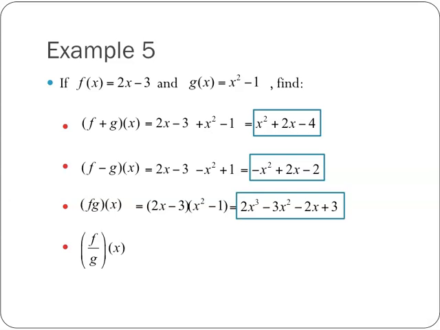Last one, we have f over g of x. So dividing 2x minus 3 over x squared minus 1. And there's nothing here that we can simplify. You could factor the denominator to x plus 1 and x minus 1, but it's not going to help us cancel anything out, so we can just leave our answer as so.